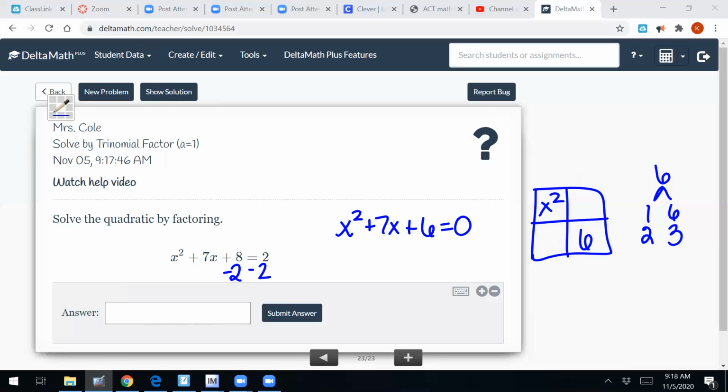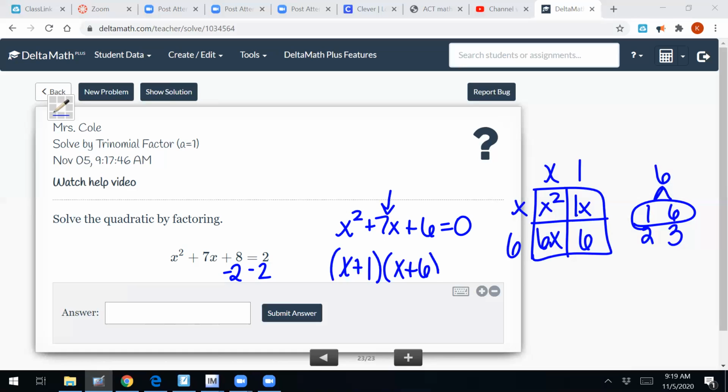All right, which factors? 1 and 6 or 2 and 3? That's going to give us 7. We want it to give us a sum of 7. So 1x and 6x. Take out your x, take out your 6, take out your x, take out your 1. The only thing they have in common is 1. So then you have x plus 1, x plus 6 equals 0.